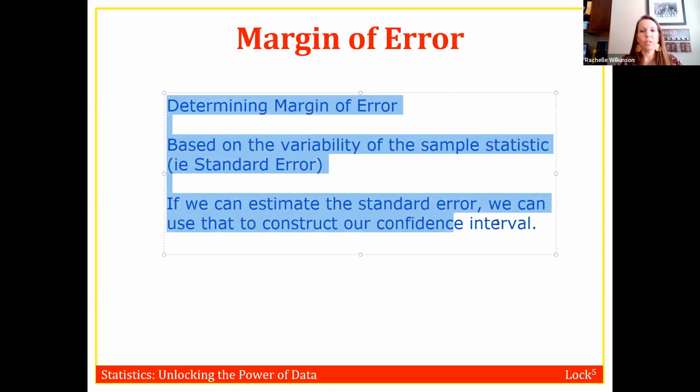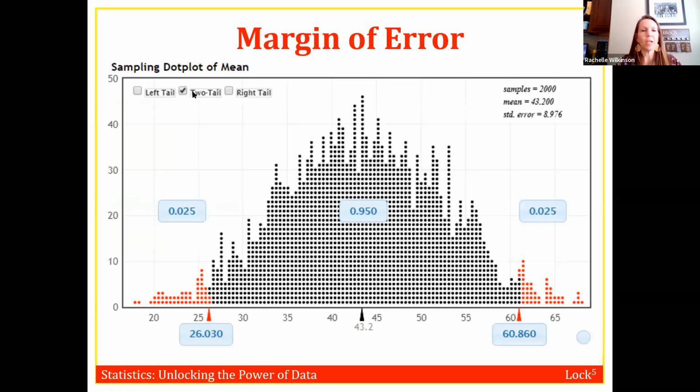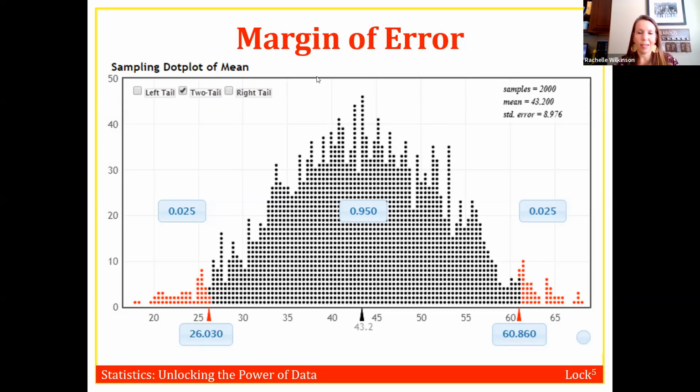All right, so let's talk about how we can do that and the logic behind how we're going to come up with our method for constructing these confidence intervals. This is a sampling distribution, and it's a sampling distribution for a mean. I actually don't know what data this came from, so I won't tell you the backstory on it.